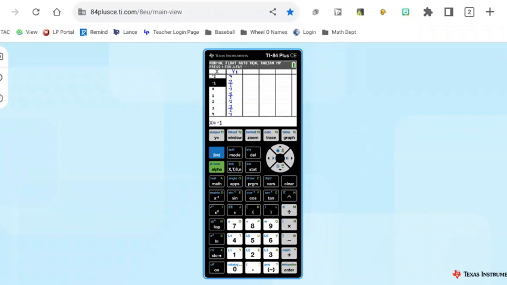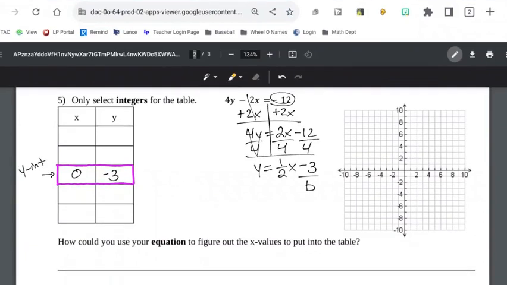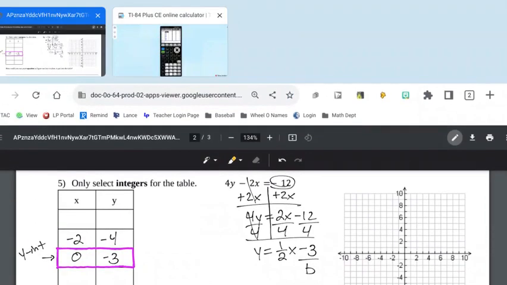Now if you notice, if we go up to negative 1 for x, it gives us a fraction for y. We don't want fractions because to graph fractions by hand is very difficult to be accurate. So we're searching for integers. So if we go up to negative 2, we have negative 4 for y. So we have negative 2, negative 4. We want those whole numbers because those are much easier to graph.